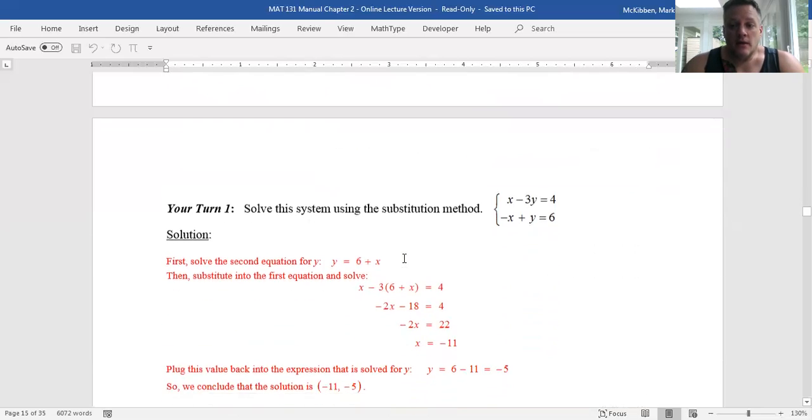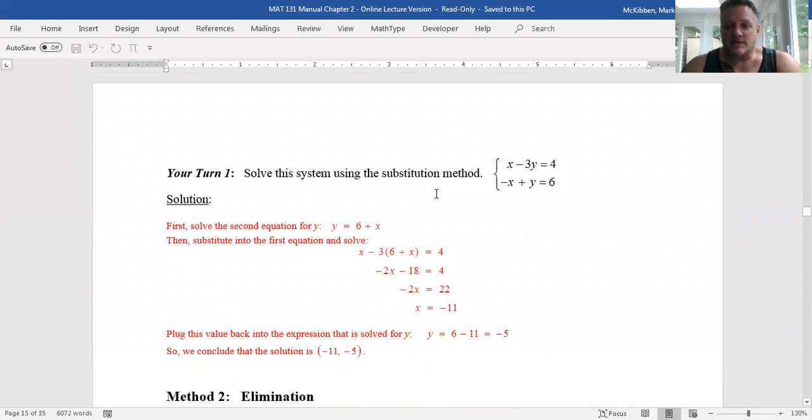All right, so I'll let you do that. I'm not going to spend a lot of time on this because I figured you can do it. So go ahead and try this, your turn, and then check yourself to make sure that you're on the right track with it.